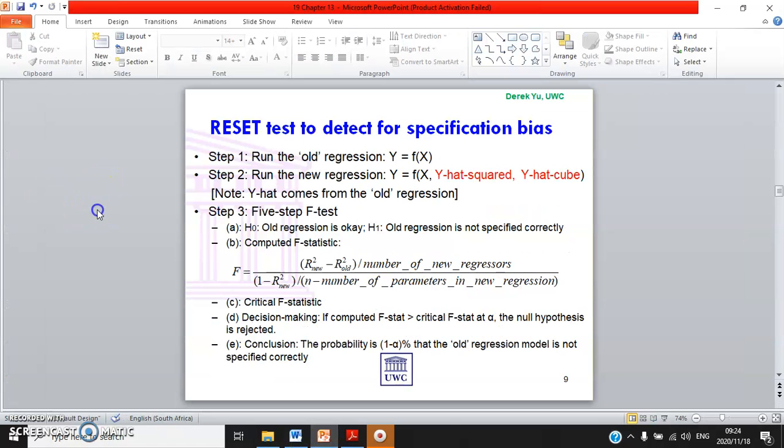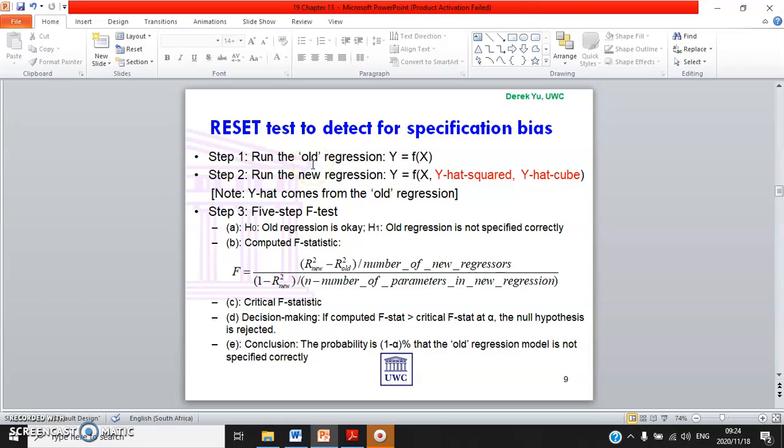And then we want to move on with the official statistical test to test for specification bias. In other words, I want to run, this is an F test actually, to find out if I commit underfitting, overfitting, or using the wrong functional form. So let's go through the procedure.